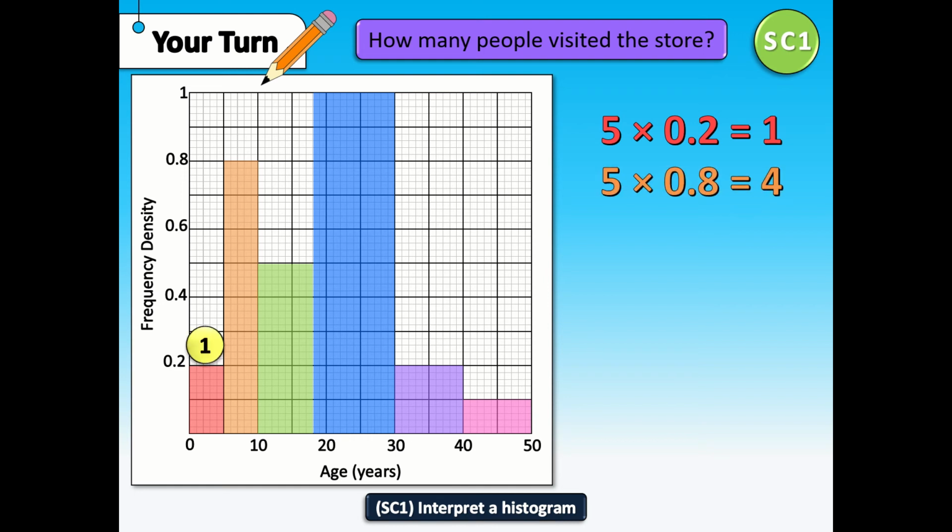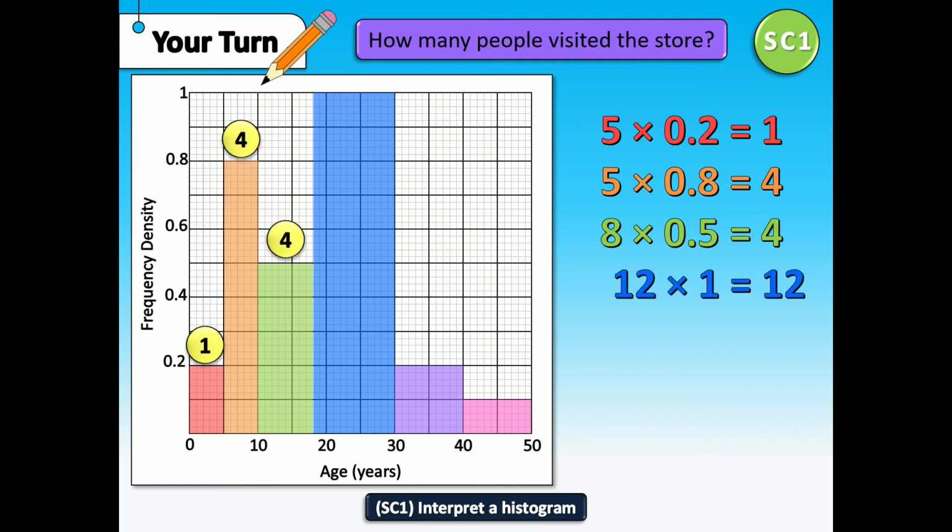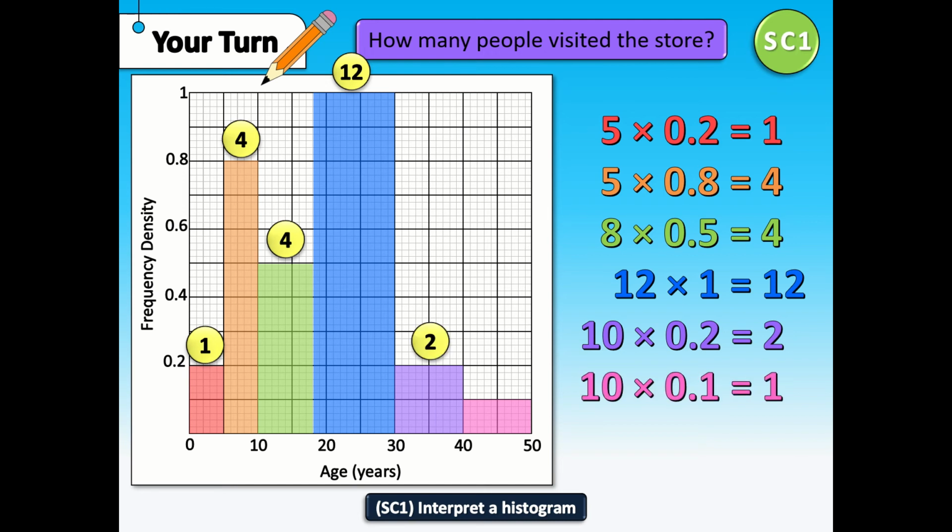There were 4 people aged between 5 and 10. There were 4 people aged between 10 and 18. There were 12 people aged between 18 and 30. There were 2 people aged between 30 and 40. And there was 1 person aged between 40 and 50. So that's a total of 24 people.